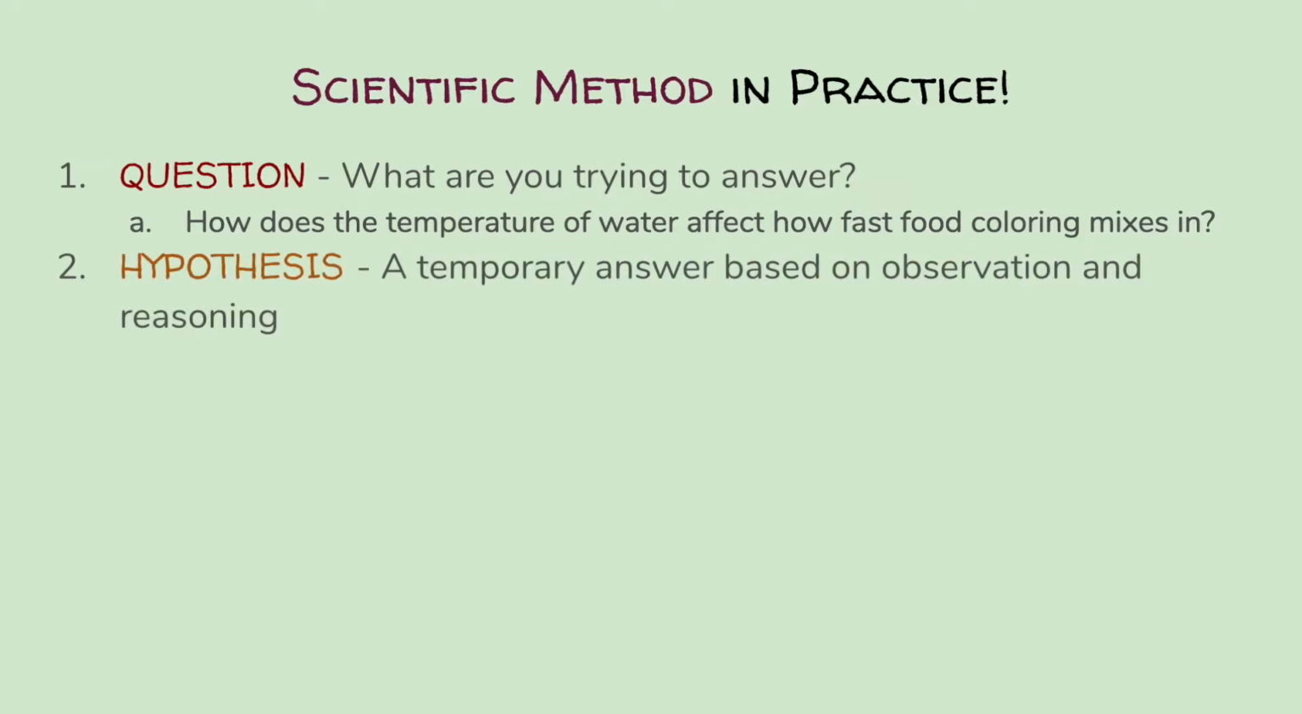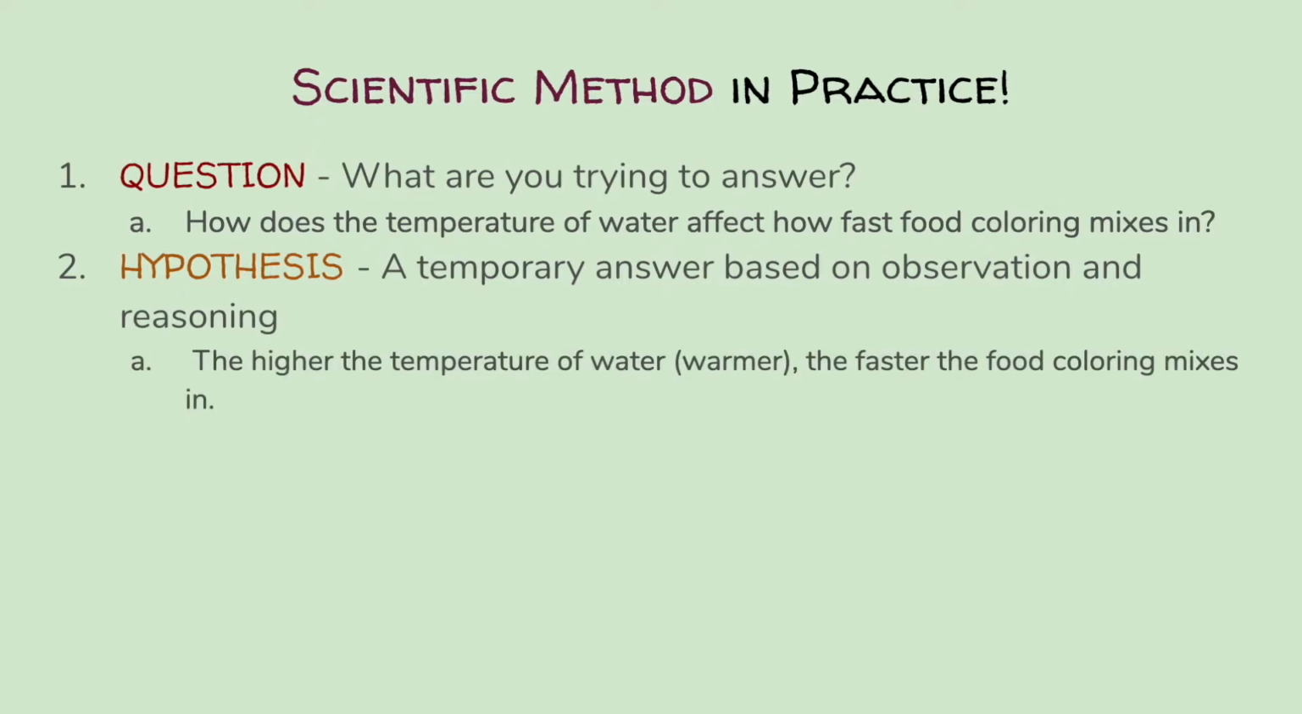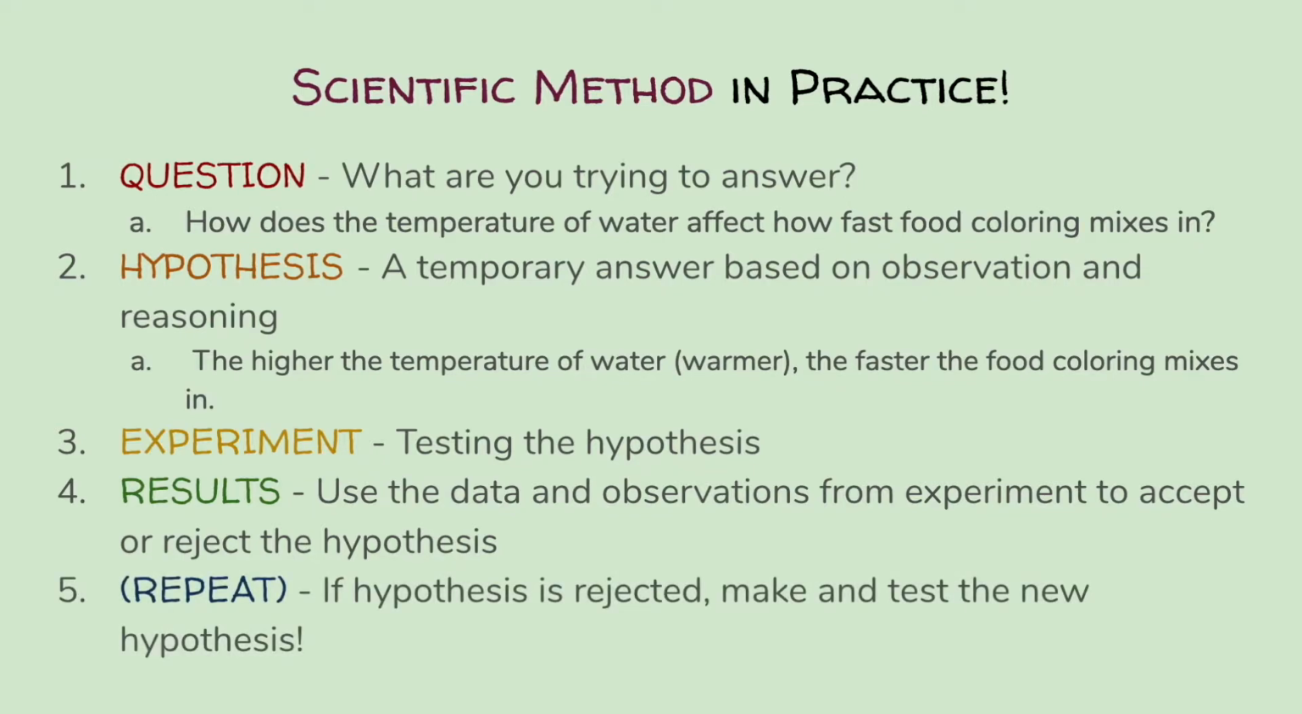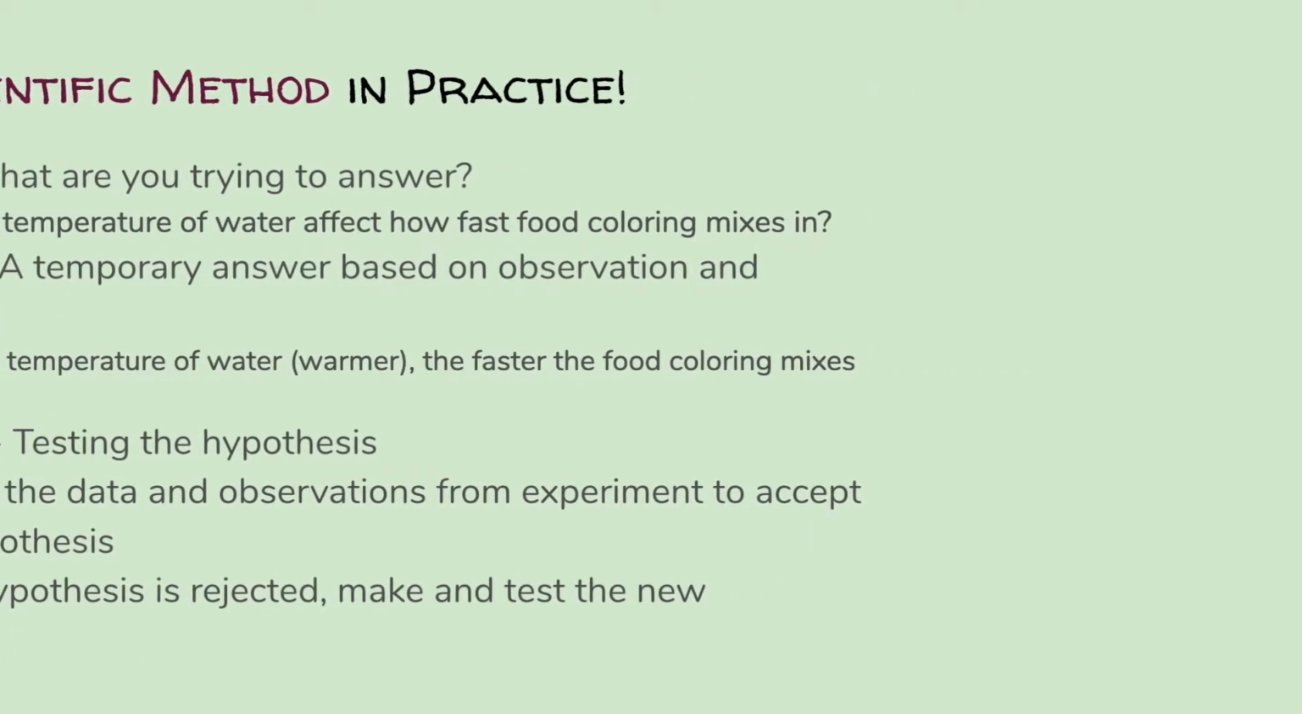And then we have the hypothesis, which is a guess or a temporary answer based on our personal logic and observation. Here we can hypothesize the higher the temperature of water, meaning it's warmer, the faster the food coloring mixes in. And then we come up with an experiment to test the hypothesis. From there, we use the results from the experiment to accept or reject the hypothesis. And if the hypothesis is rejected, we can make and test a new hypothesis.